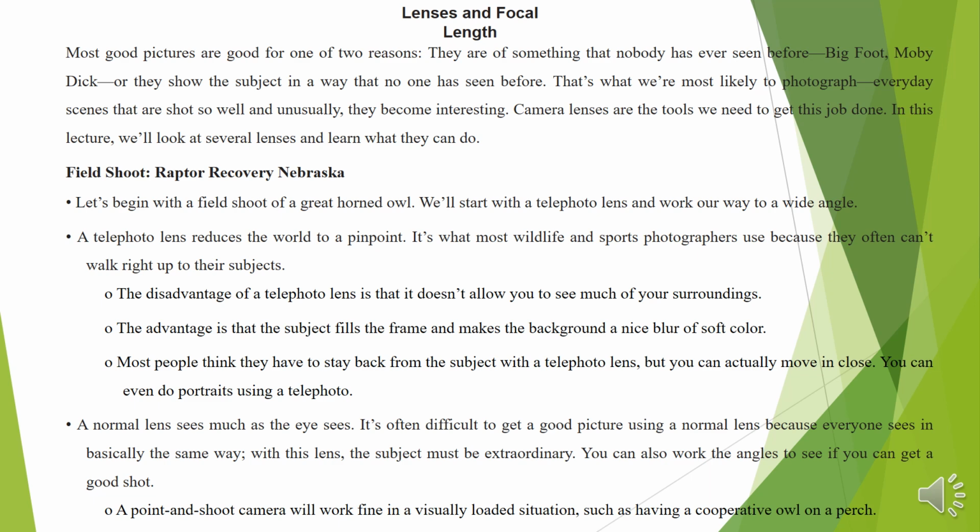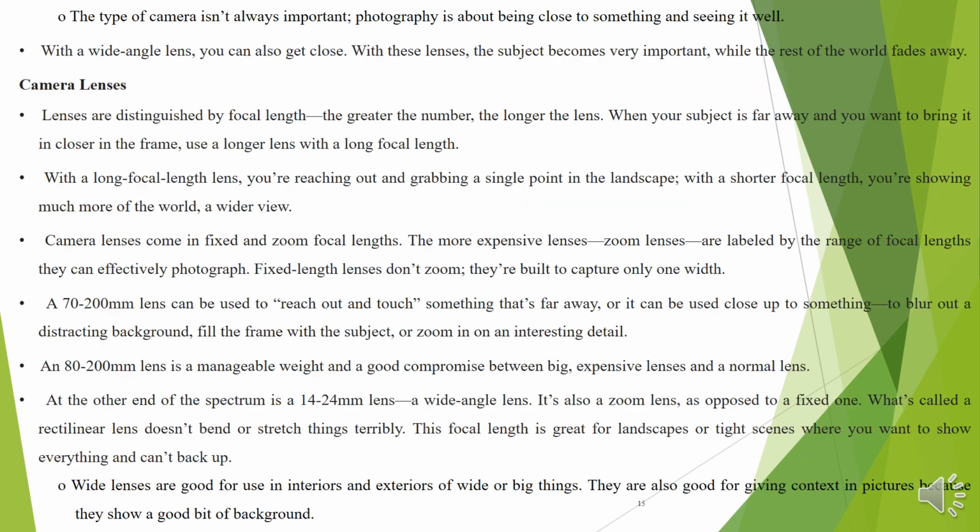A point and shoot camera will work fine in visually loaded situations, such as having a cooperative owl on a perch. The type of camera is not always important. Photography is about being close to something and seeing it well. With a wide angle lens, you can also get close. With these lenses, the subject becomes very important, while the rest of the world fades away.